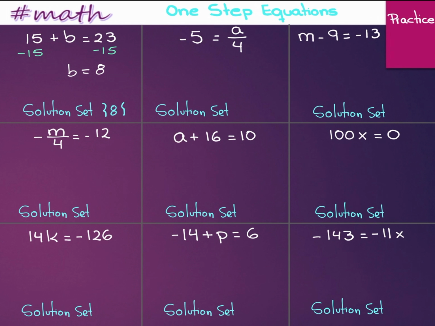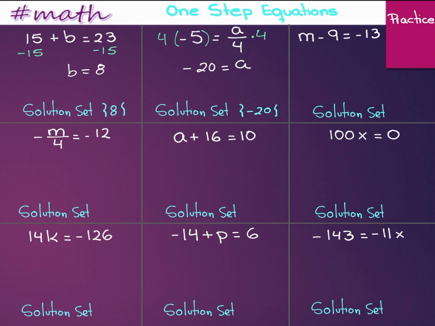On the next example, we want to multiply both sides by 4. Notice I use parentheses, do not get confused. Then on the right-hand side, of course, I get a. And then 4 times 5 is 20. Positive times negative is negative. So the answer is a equals -20. And the solution set is the set containing the number -20.